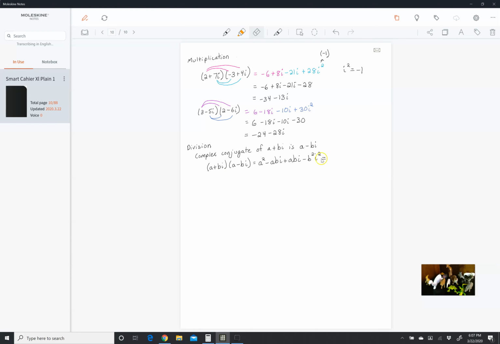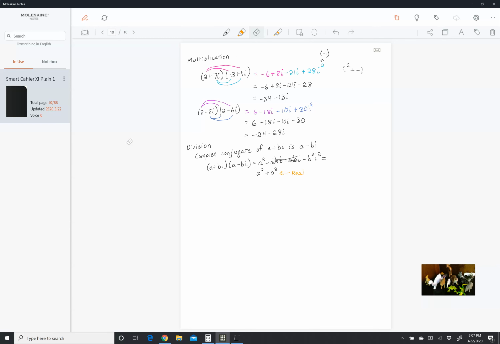And i squared is negative 1. So when we replace this with negative 1, it becomes positive. So we get a squared, and these two middle terms cancel. And notice what happens. You wind up with a positive number. So this i squared is a negative 1. We get a squared plus b squared. We get something that's real.